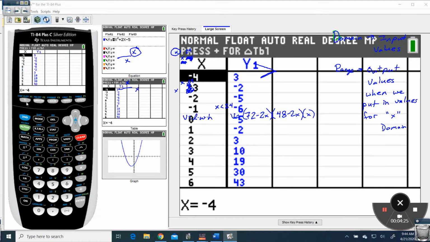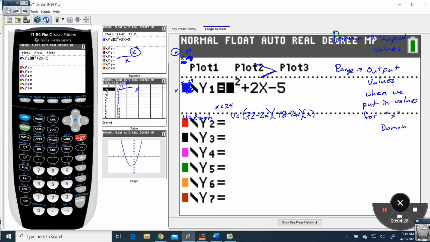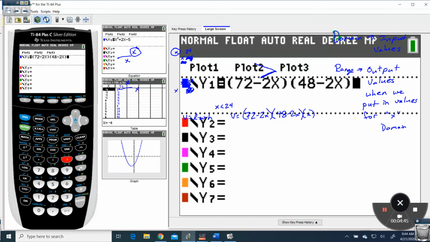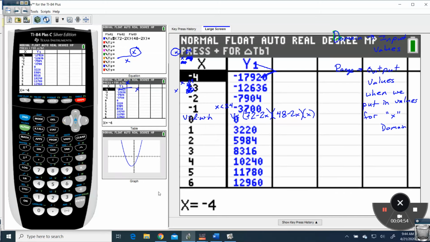We're going to go to y equals and clear that off. We're going to have parentheses 72 minus 2x, times 48 minus 2x, times x. Let me just put an x there. And so I'm going to go to second graph. And I'm looking for the biggest value. So I don't want negatives. So I'm going to scroll down.